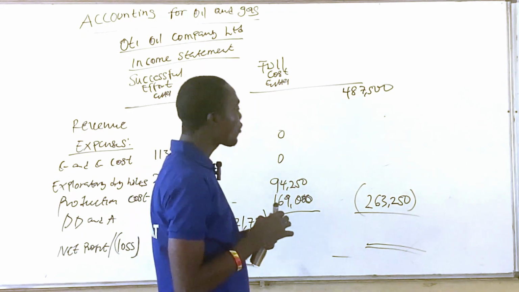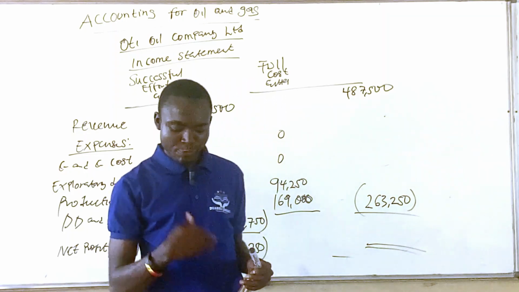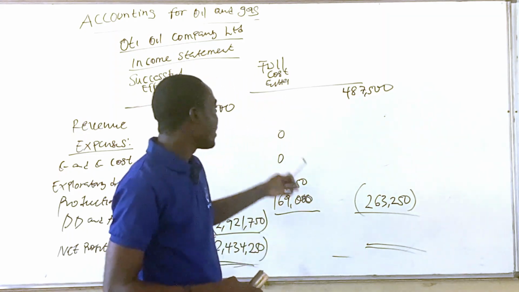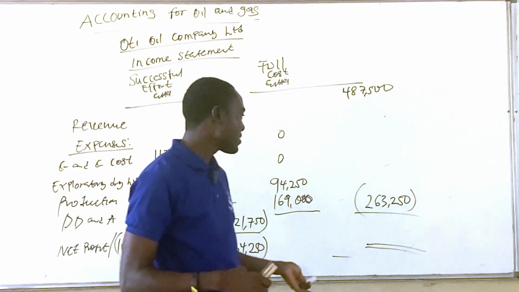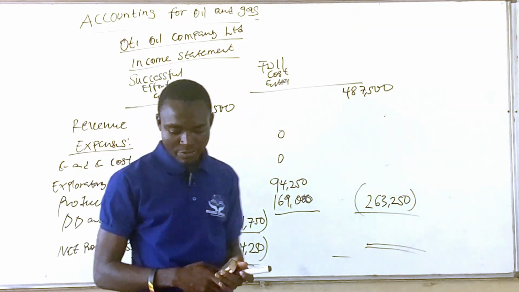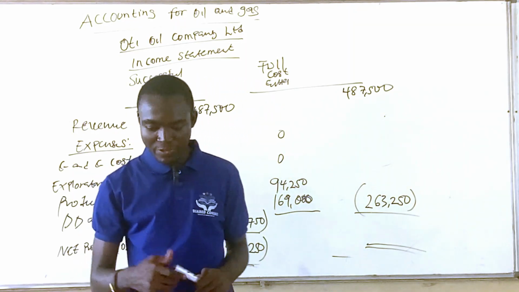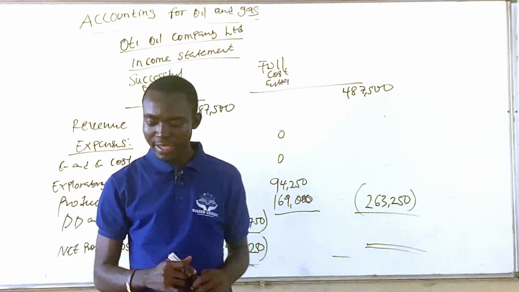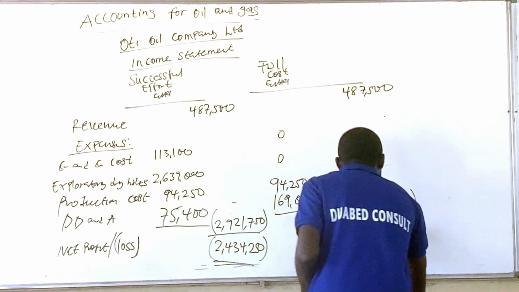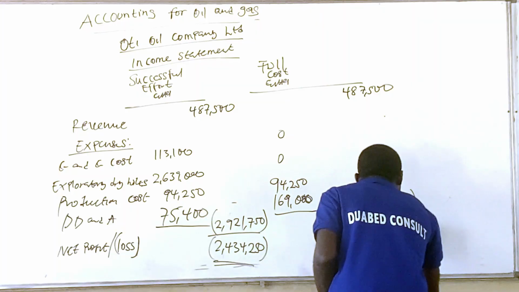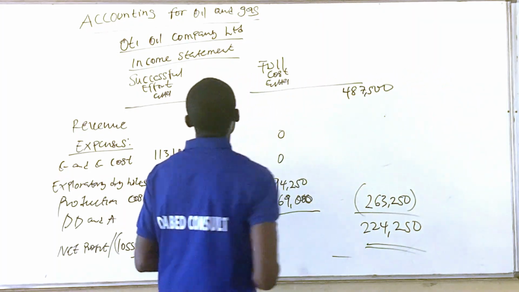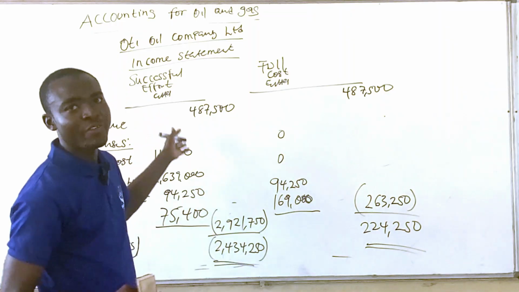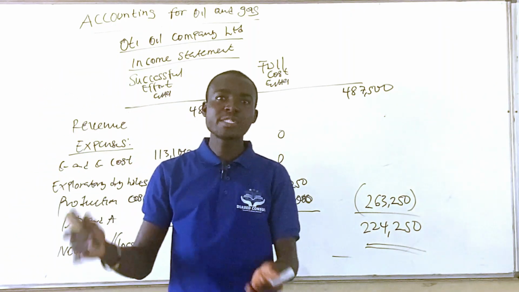And then for full cost method, the revenue exceeds our expenses, so we'll be getting a net profit. And then the amount of net profit is 224,250. So we are done with the preparation of the income statement. We proceed with the preparation of the balance sheet.